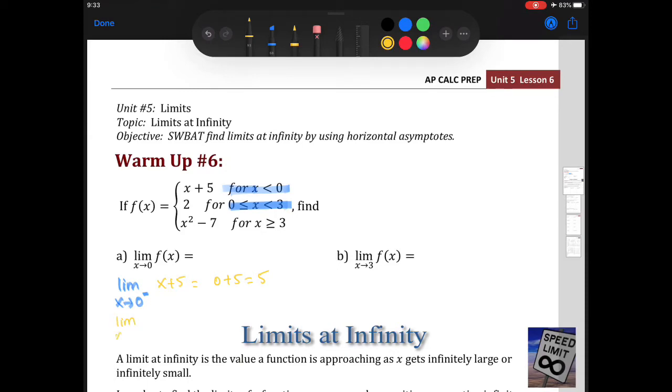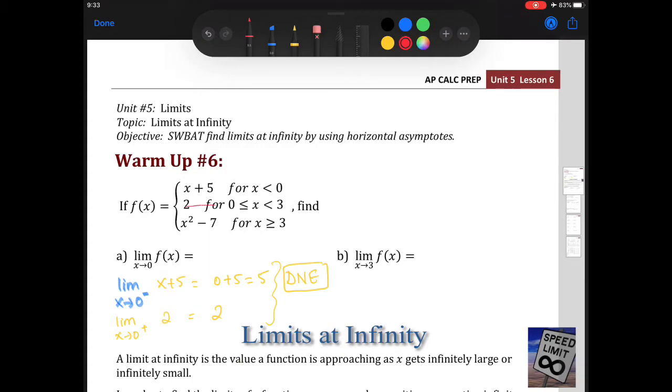Now limit as x approaches 0 from the right, I'm going to try this function, which is 2. Limit of any number is just 2. So now look here, these two are not the same, so the limit does not exist. The left limit is not equal to the right, so the limit does not exist. So let's try the next one.